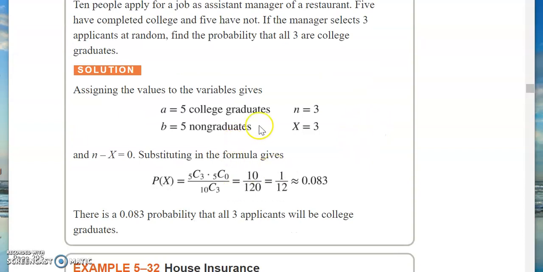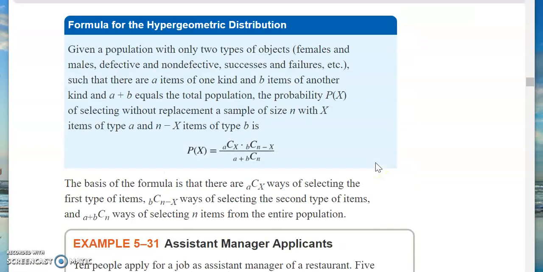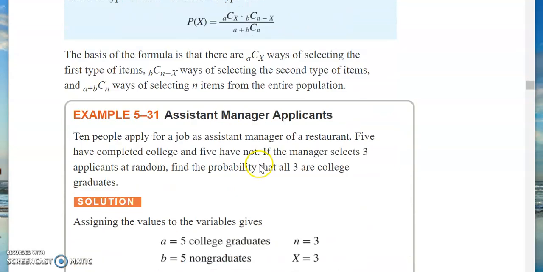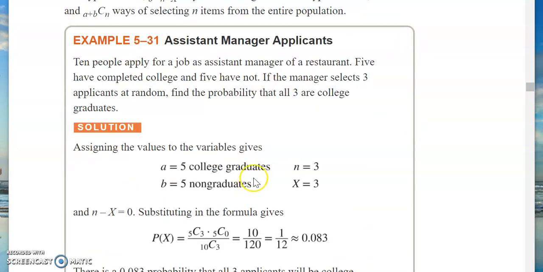Okay, so A is the 5 college graduates. B is 5 non-graduates. So A and B, those are the 2 numbers that we were talking about before. But he also uses A and B to talk about a type. So the type A and type B is the college graduates and the non-graduates. There's n equal to 3 because he's choosing 3 college graduates. Okay, he wants to know what's the probability that all 3 are college graduates.